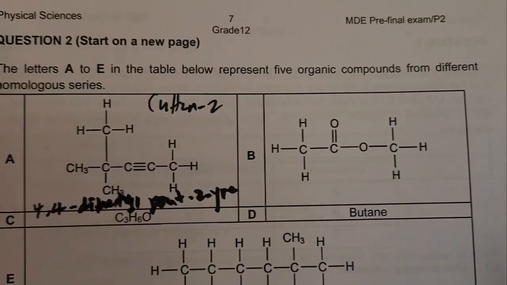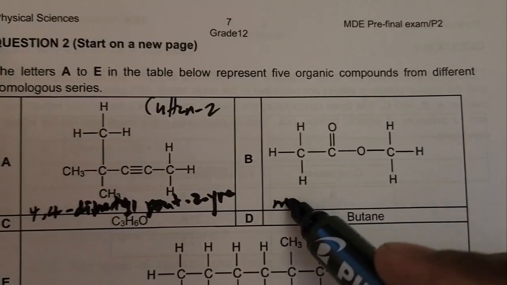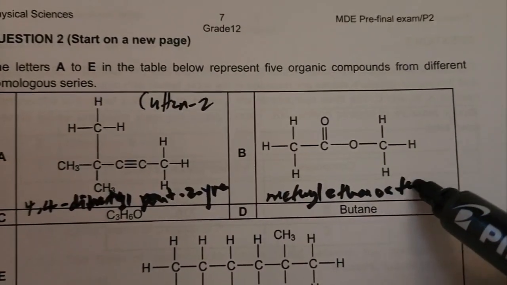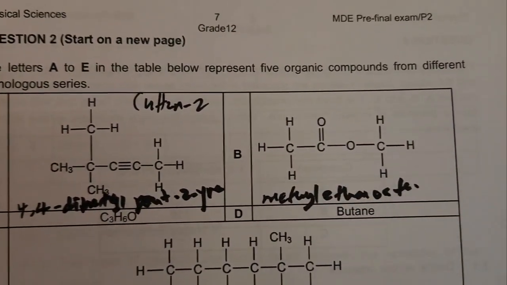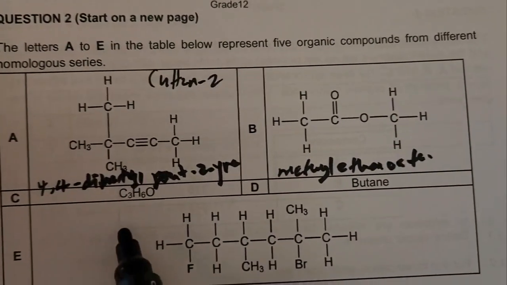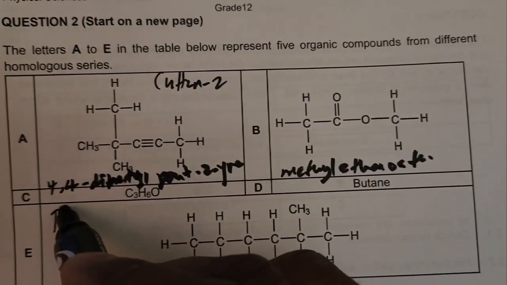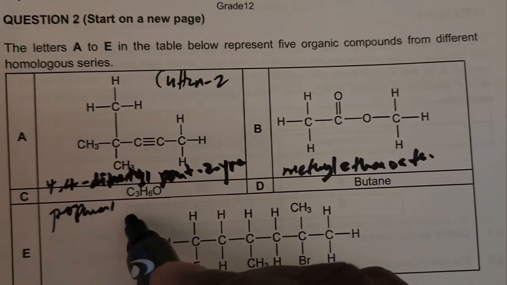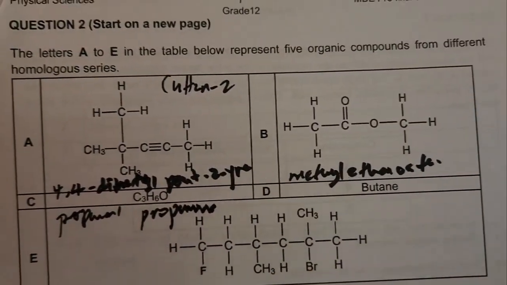The second one, number B, is an ester. You can see this one quickly, that is methyl, the alcohol side will be on the right hand side, ethanoate, which can also be the functional isomer of propanoic acid. This one is C3H6O. Remember, this one therefore is either an aldehyde or ketone. If it's aldehyde, it will be propanal. If it's a ketone, it will be propanone or propan-2-one, sorry.